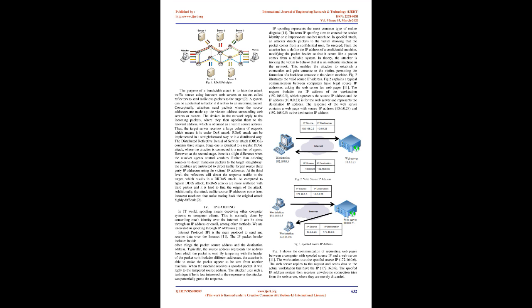Fig. 3 shows the communication of requesting web pages between a computer with a spoofed source IP and a web server. The workstation uses the spoofed source IP, 172.16.0.6. The web server replies to the request and sends data to the actual workstation that has the IP 172.16.0.6. The spoofed IP address system then receives unwelcome connection attempts from the web server, which are merely discarded.